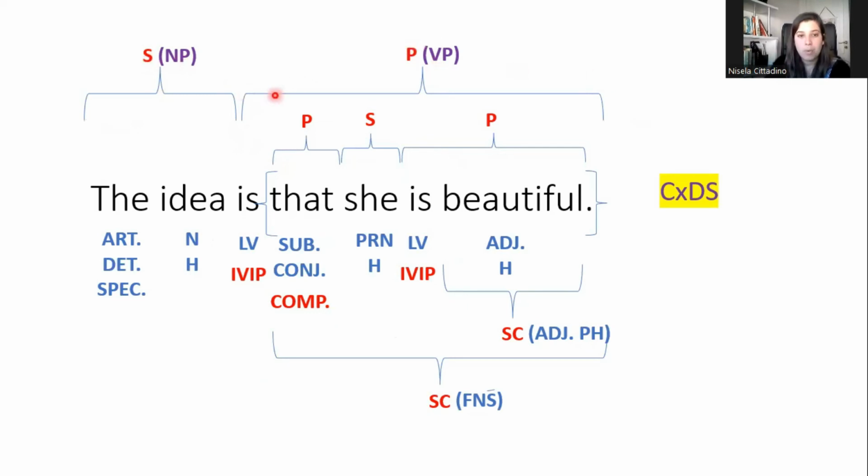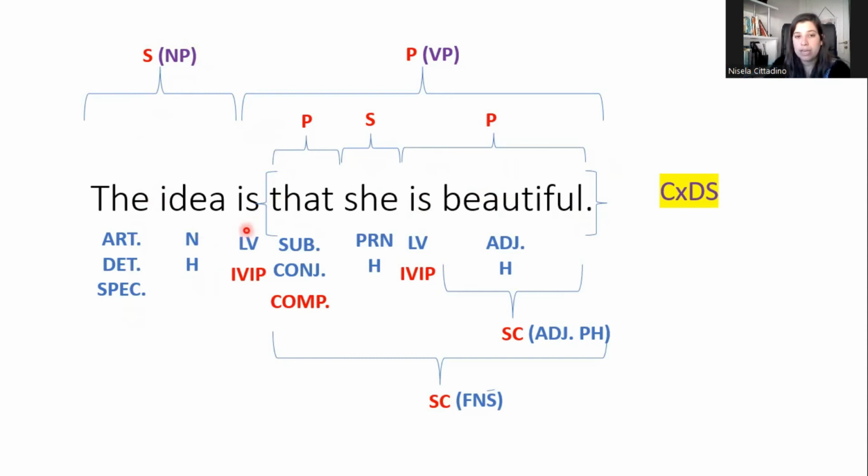Okay, now where is the clause, the finite nominal clause? It begins with that. That she is beautiful is the clause. Okay, that is the predicate inside the clause. She is the subject, is beautiful is the predicate. Now let us analyze the idea. The idea is a noun phrase. The is the article, the determiner, and the specifier. Idea is the noun and the head.